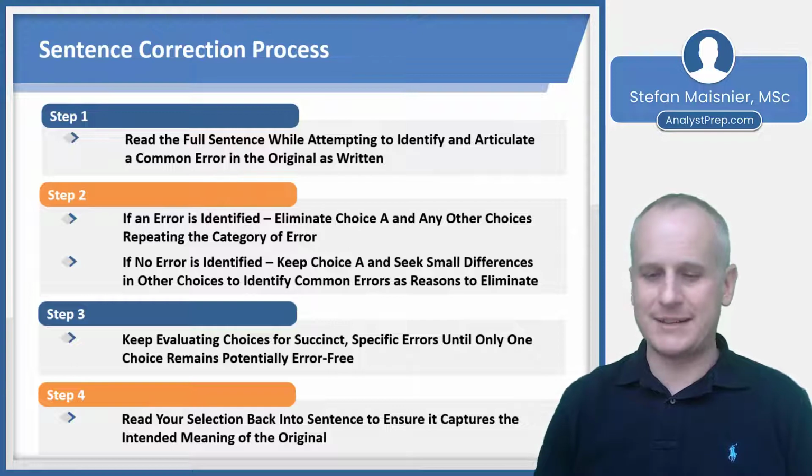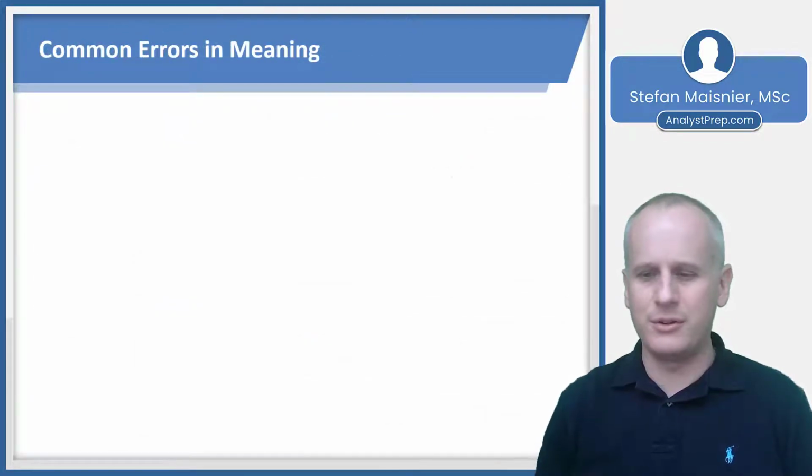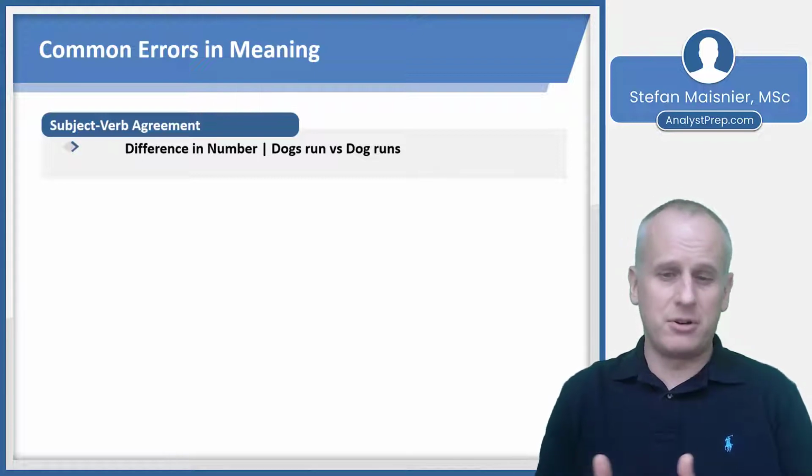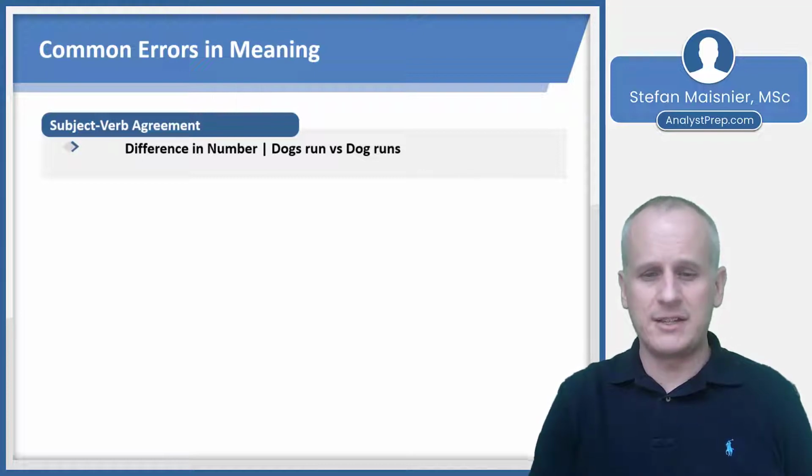So that's our process. Now, of course, what are those common issues that we need to evaluate? Well, they're all going to be affecting potential errors in meaning. So first is subject-verb agreement. This is what makes a sentence a sentence. You need to have a subject, you need to have a verb. So difference in number, we basically evaluated that in our example.